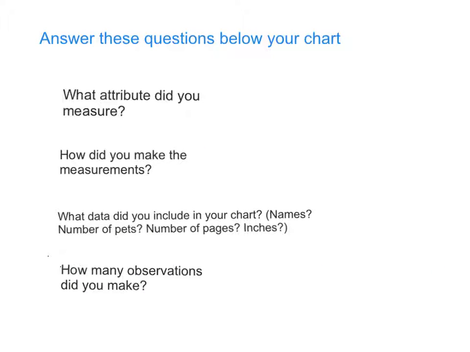Once you've collected your data, you're going to answer these questions below your chart. And this is what the teacher's really looking for in order to check off your work that it's done correctly. You're going to answer these 4 questions. What attribute did you measure? How did you make these measurements? What data did you include in your chart? Did you have names, number of pets, number of pages, inches, seconds, whatever it was, what did you include? And how many observations did you make? I know it says you have to make at least 7. You can do more than that if you want to.